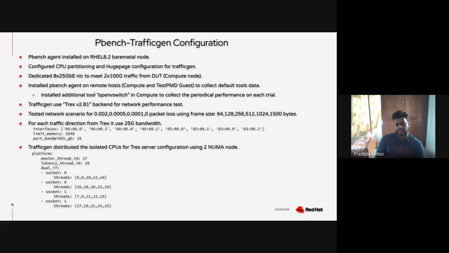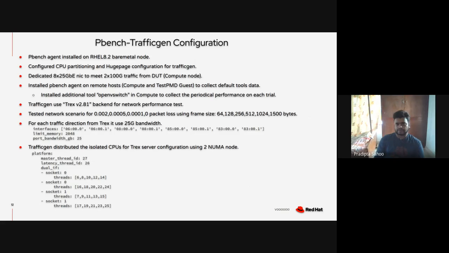And in the same way, in the traffic generator also, we optimized the configuration. We are using pbench, which is an open source tool mainly designed for collecting system information for benchmarking in a granular form. So pbench supports various benchmarking tools, and traffic gen is one of them. And traffic gen also supports a backend, which is T-Rex so far.